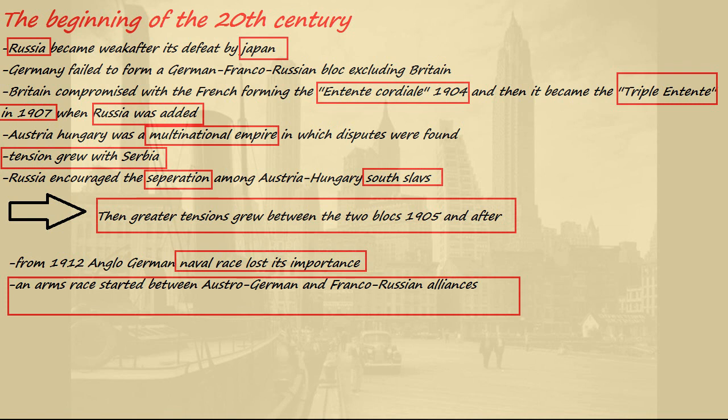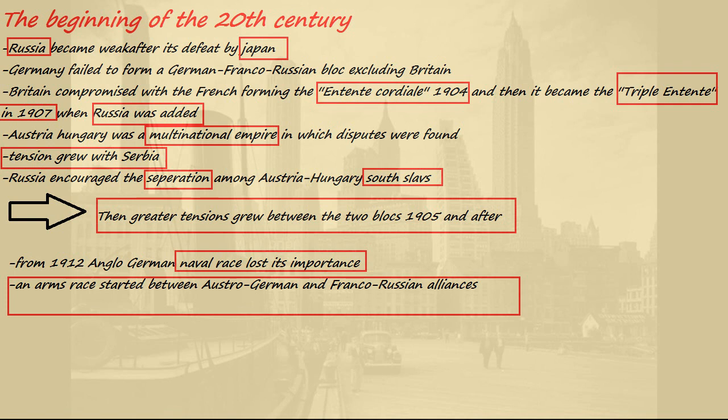Then Britain compromised with the French, forming what we call the Entente Cordiale. This is very important. It was in 1904. Now the French and the British became allies, and the alliance is called Entente Cordiale. And then it became the Triple Entente in 1907 when the Russians were added. Now we have the Russians, the French, the British as allies, right? And we call them the Triple Entente. When it's only France and Britain, we call it the Entente Cordiale. When it's Russia, France, and Britain, it's the Triple Entente.